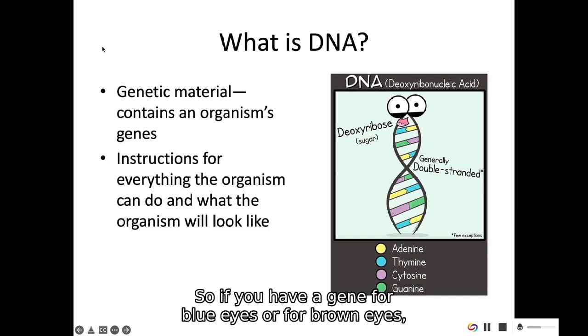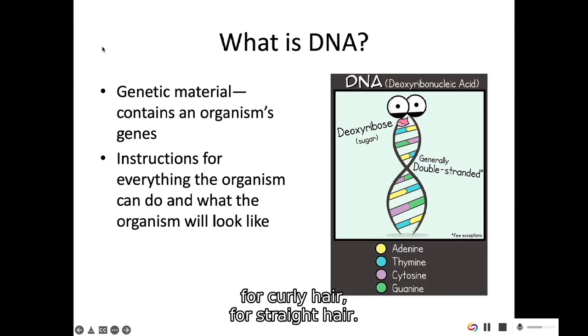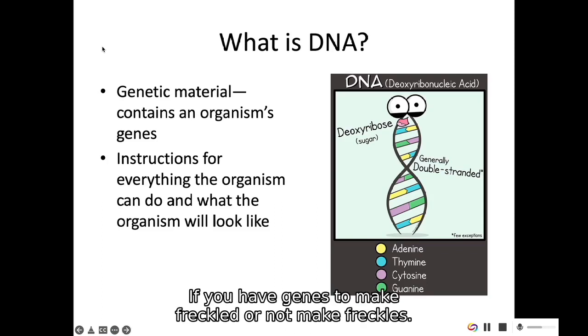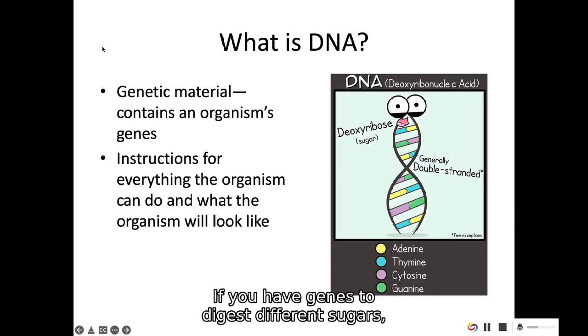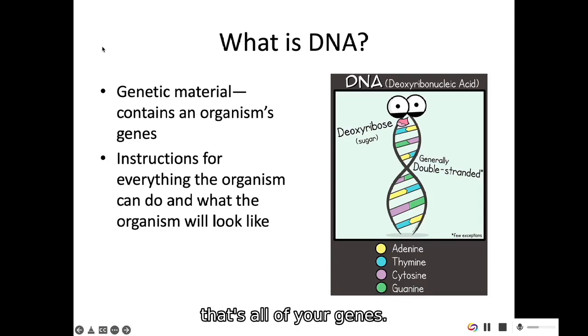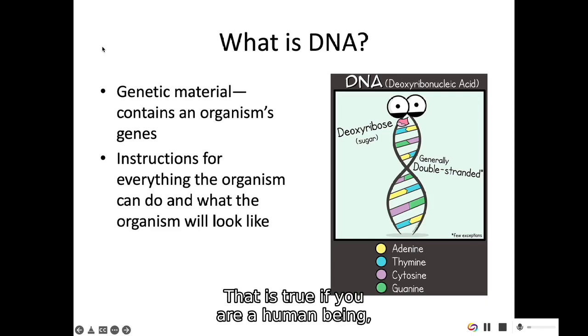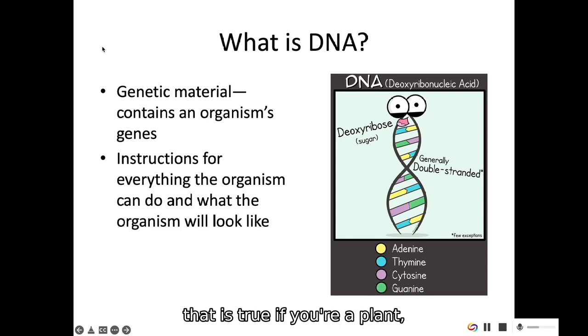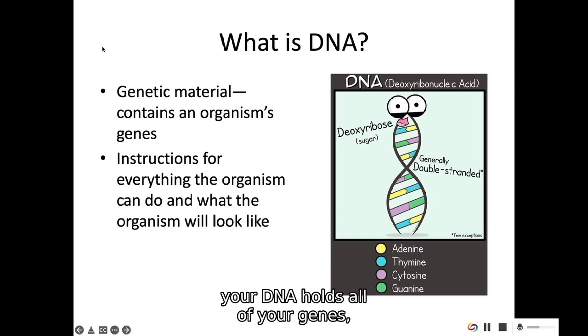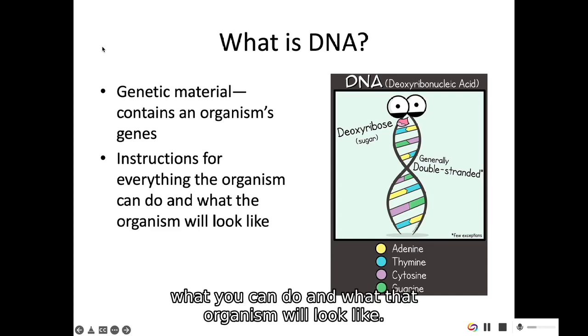So if you have a gene for blue eyes or for brown eyes, for curly hair or for straight hair, if you have genes to make freckles or not make freckles, if you have genes to digest different sugars, that's all of your genes. So that is on your DNA, on your genetic material. Everything you can do and everything you're going to look like. That is true if you are a human being. That is true if you are a plant. That is true if you are an algae or a bacteria or a mushroom. Your DNA holds all of your genes, which is all of the instructions for what you can do and what that organism will look like.